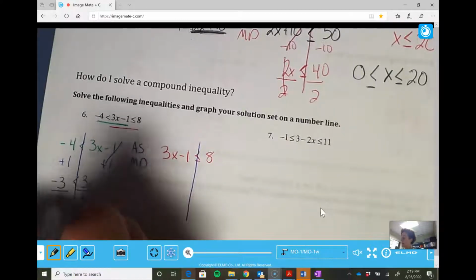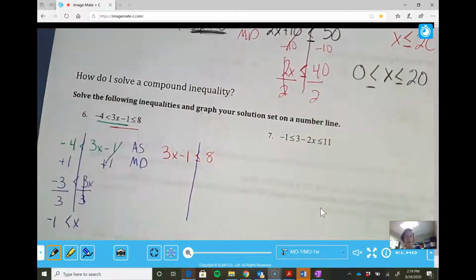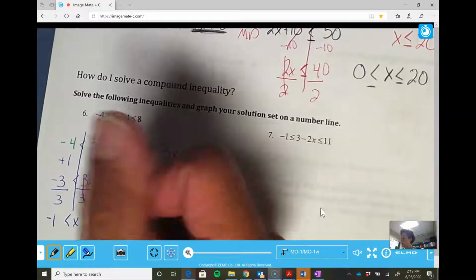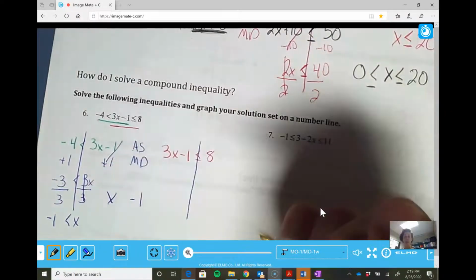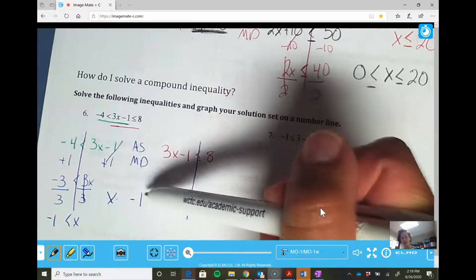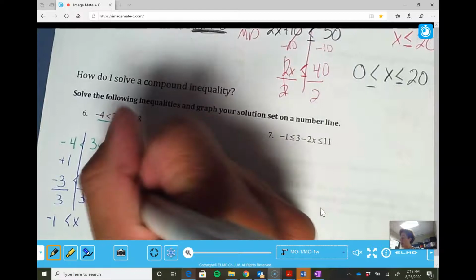So negative 3 divided by 3 is negative 1. These cancel out, and we are just left with x. So remember, this is one of those times where we want x on the left side, and it's on the right side. So I'm just going to rewrite it real quick. Sorry, x is on the left side, negative 1 is on the right side. And since I'm switching everything, I'm going to switch this direction as well.